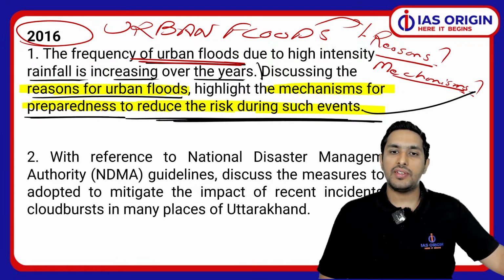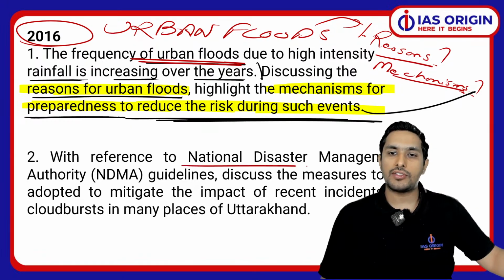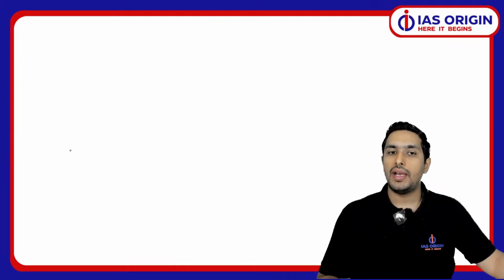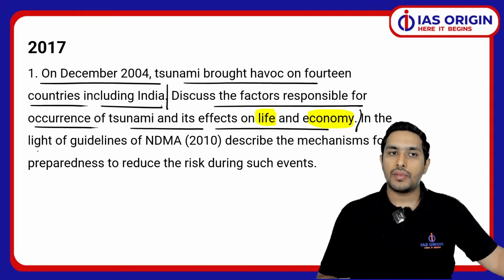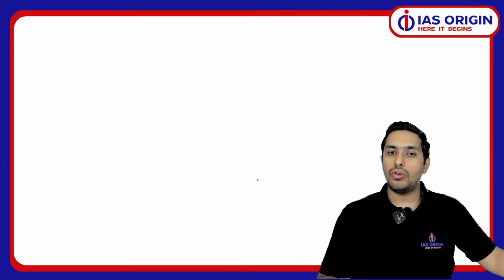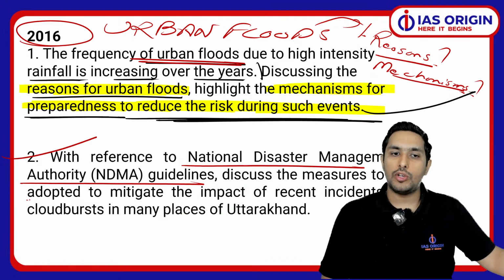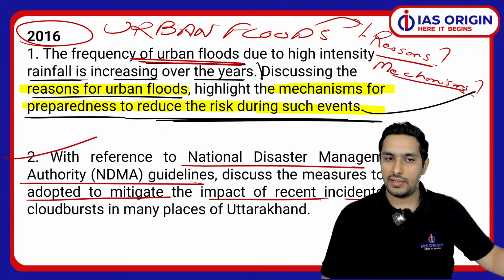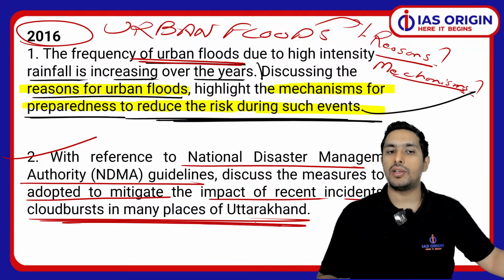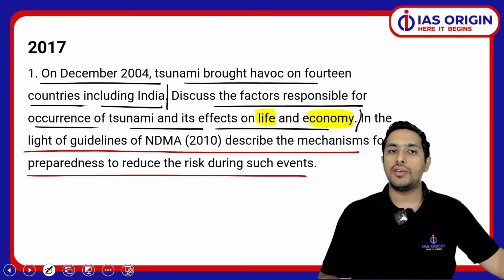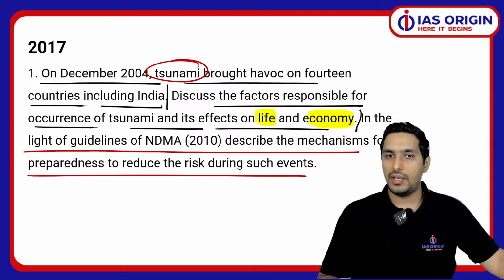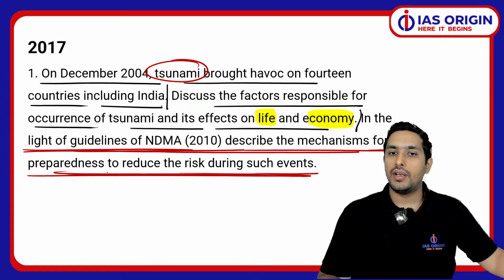For example, in 2016 only, we had these National Disaster Management Authority guidelines. अभी देखो NDMA guidelines पे question 2016 में, and then again 2017 में we had in the light of the NDMA guidelines. ये देखो. So they are literally repeating that particular thing. Discuss the measures to be adopted to mitigate the impact of the recent incident of cloudburst in many places in Uttarakhand. यहाँ पे किस lines में पूछा था उसने? That tsunami brought the havoc. So discuss the factors responsible. So in the light of the NDMA guidelines, discuss the mechanism for such an event.